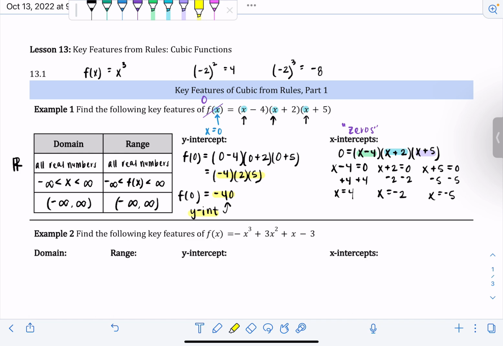I personally don't have a preference on whether you write your x-intercepts as x equals 4, negative 2, and negative 5, or write them as a point, but just for the sake of practicing, remember that x-intercepts have a y-coordinate of 0, so at x equals 4, that would be the x-intercept of (4, 0). This would be (negative 2, 0), and then (negative 5, 0) for all of our x-intercepts. And then I'm going to go back and write our y-intercept that way. So if we have a y-intercept at negative 40, a y-intercept has an x-coordinate of 0, it'd be (0, negative 40).